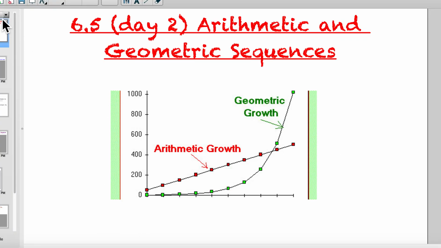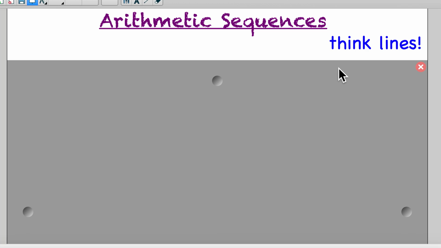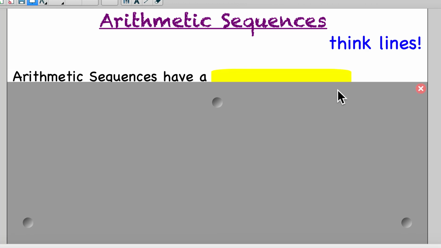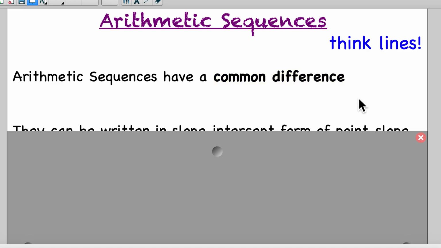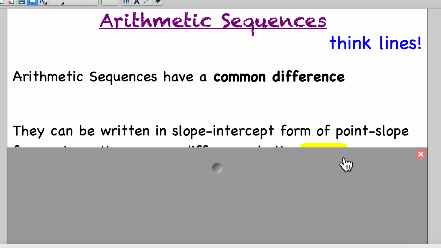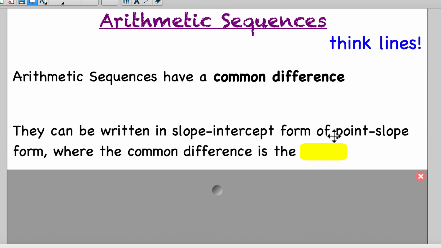So arithmetic sequences, we're talking about specific types of sequences. If you were going to plot them as points, they would kind of fall in a line. So think lines as we do arithmetic sequences. Arithmetic sequences have what's called a common difference. There's always going to be a difference between one term and the next term and the next term. It's always going to be the same difference, right? And then they can be written in basically slope-intercept form or point-slope form.